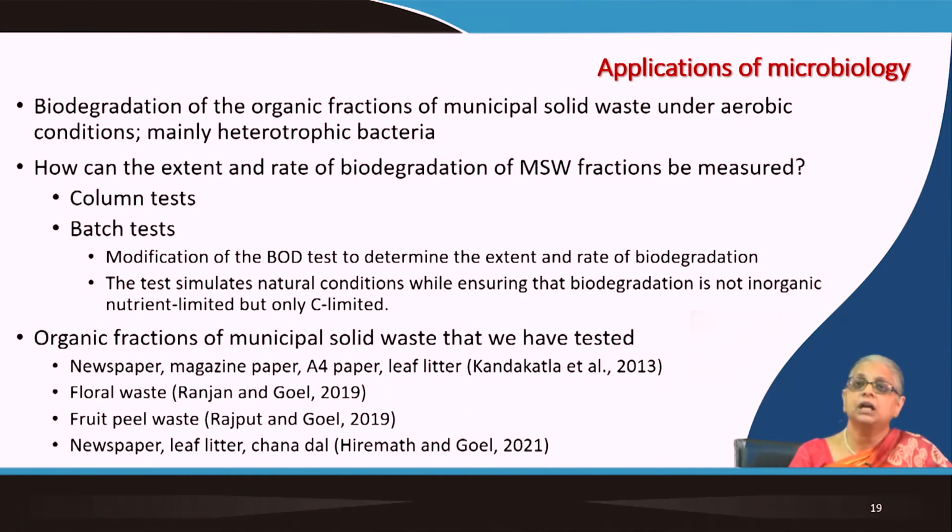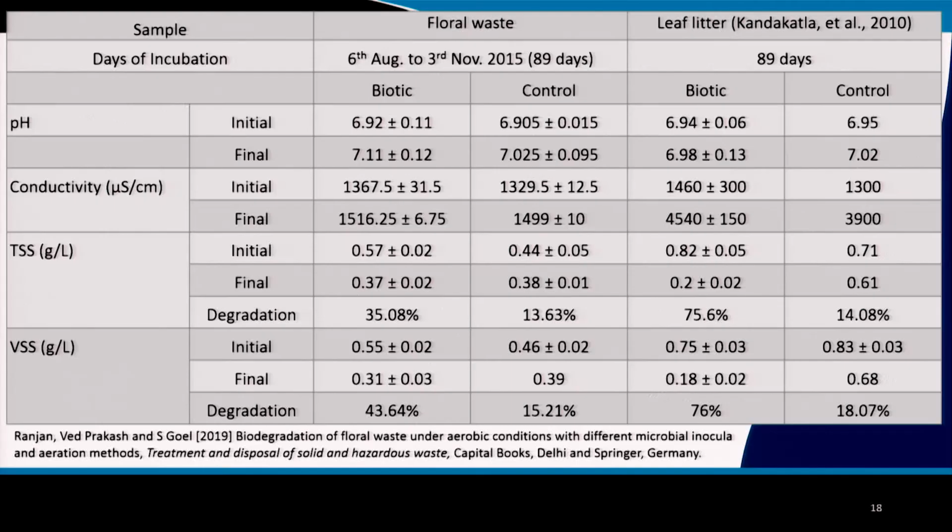So those were measured, and so was leaf litter. We've also done studies with floral waste, fruit peel waste, and we've also repeated studies with newspaper, leaf litter and chana dal. Chana dal is a leguminous grain, a legume or a pulse that comes from plants. So these are some of the results that we've seen, and I won't go into any of the details because of lack of time, but you can refer to the papers which are referenced at the end of this PPT. I'll just point out some of the major results.